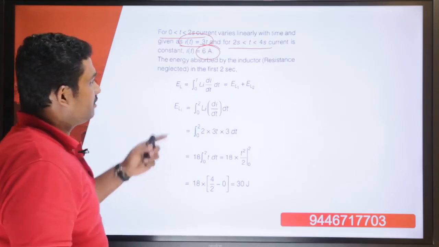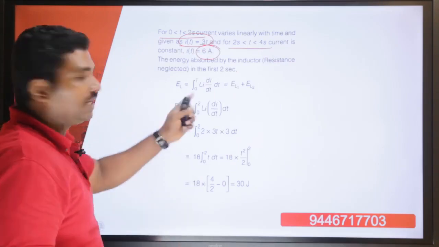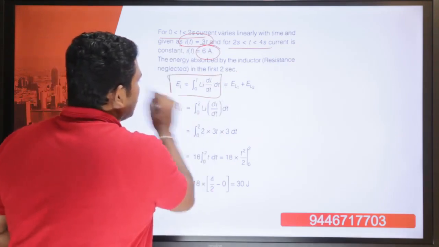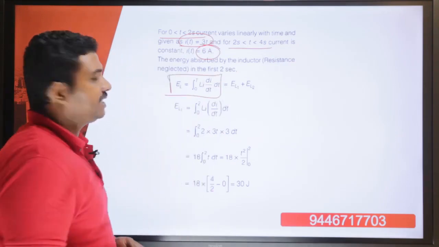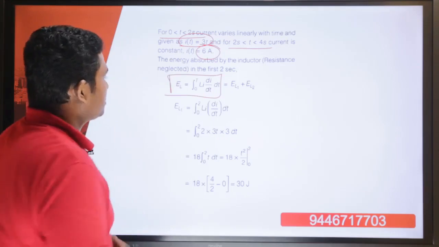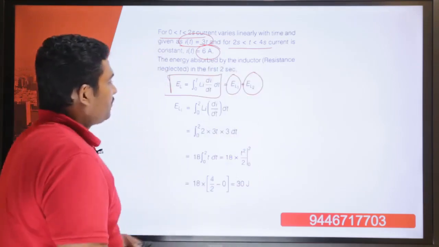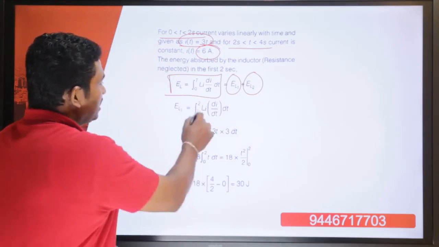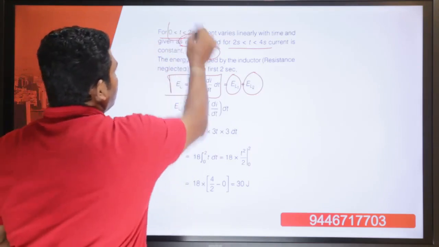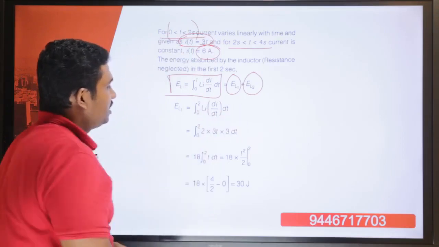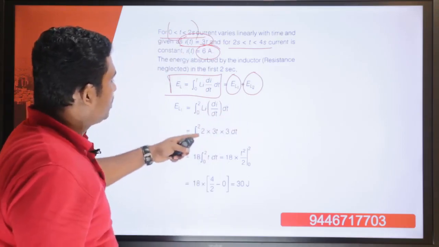So we are going to find out EL1 and EL2, and then add them to get the total EL. What is our EL? EL is the integral from 0 to t of L i di by dt into dt. First we will find EL1, so it becomes the integral from 0 to 2 of L i di by dt dt, where L is equal to 2.